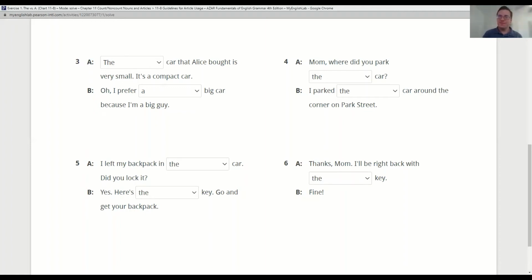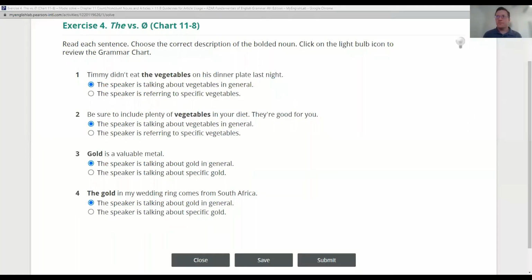Okay. Let's look at a couple more examples. Now let's look at plural nouns. If it's a specific plural noun, just like the specific singular noun, we'll use the article the. But if it's non-specific, I'm just talking in general, we don't need an article. I can't say a or an because that means one, and we're talking about more than one, plural. Okay? So let's look at these examples.